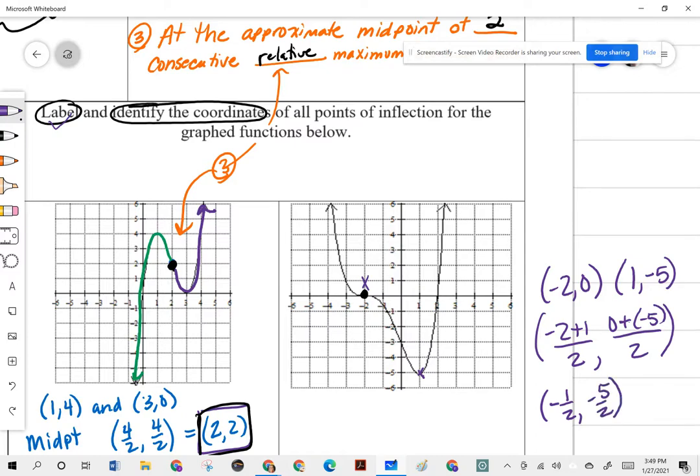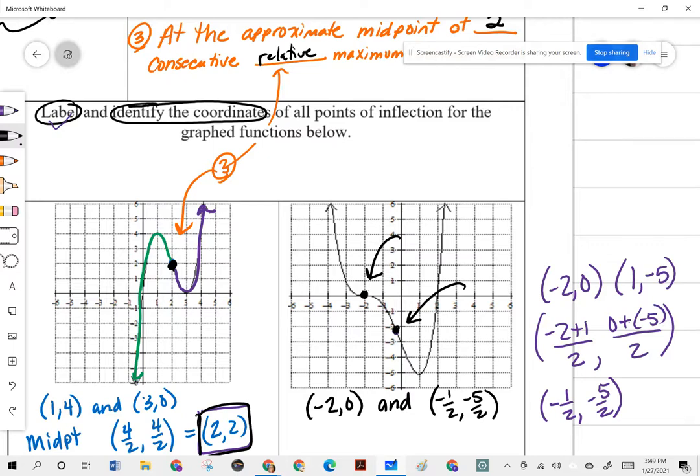And so if we were to plot that point, it looks like that point, actually I need to clear that right here. So we were to identify the 2 inflection points. So there's an inflection point, and this is also an inflection point. So let's identify those. We have an inflection point at (-2, 0), and at (-1/2, -5/2).